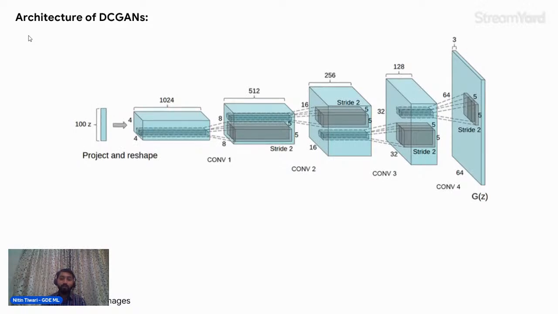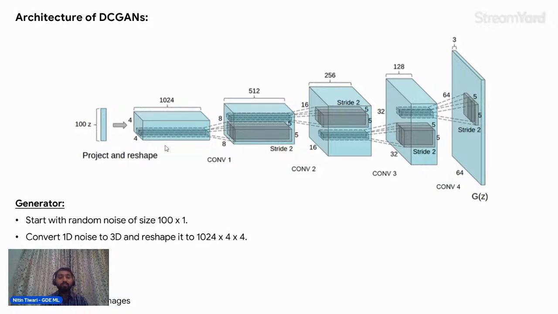If you read the original paper, which was published by Ian Goodfellow and his team, you will see that this is a neural network, and we are supplying an input called 100Z. 100Z is nothing but a noise vector of size 100 cross 1. So we start with a random noise of 100 cross 1, followed by multiple layers. You can see four boxes between the first layer and the last layer. These are the middle, hidden layers. What we are doing is converting the 1D noise to 3D, and we reshape it to 1024 cross 4 cross 4.